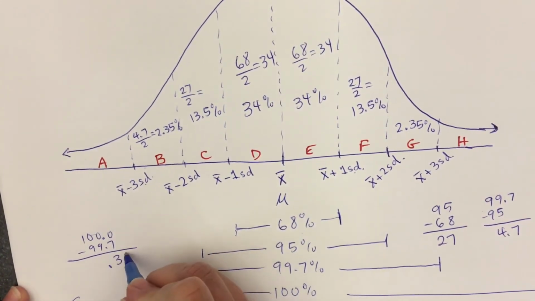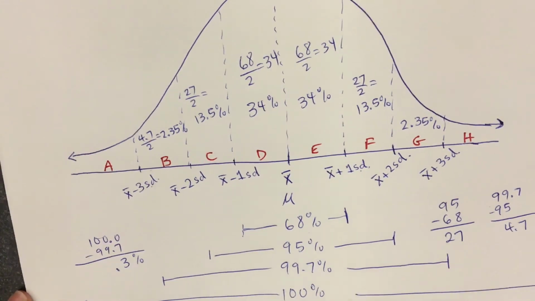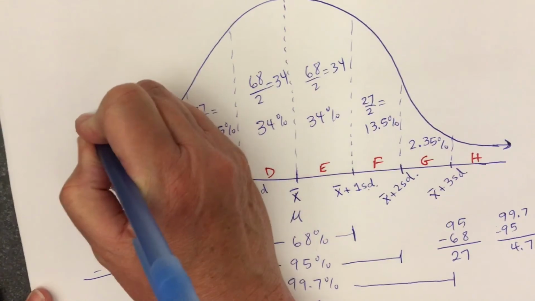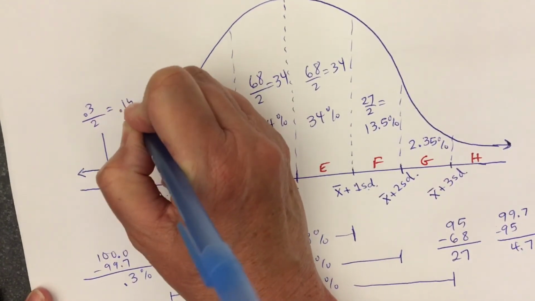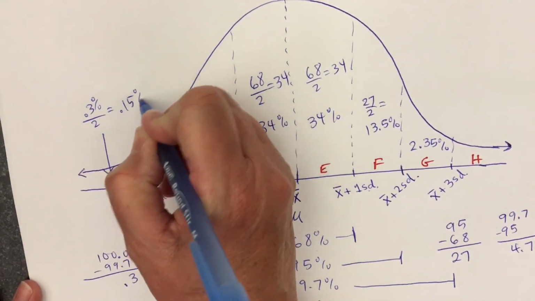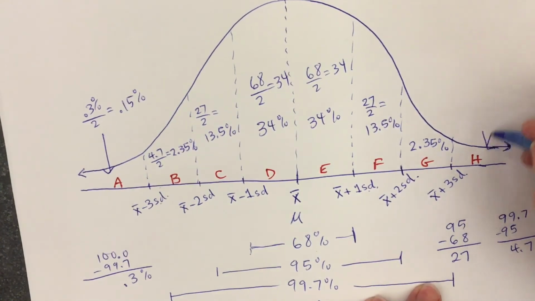That's 0.3%. That's shared between A and H. Let's divide that by 2. I'll just put a little arrow down that way. 0.3% divided by 2 is going to be 0.15. That is 0.15% for both A and H.